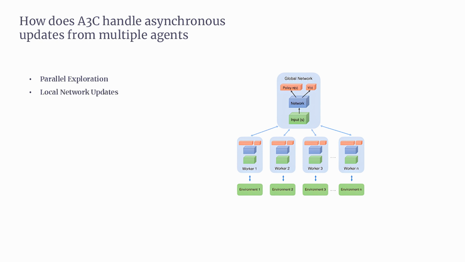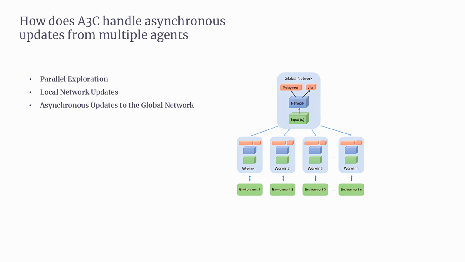The second, local network updates. Each agent gathers experiences over a certain number of steps, or until it reaches a terminal state, for example, finishing a game level. Once an agent has enough data, it calculates gradients, which determine how much to adjust the model, for both the policy, decision-making, and value, state evaluation, networks. The third, asynchronous updates to the global network.